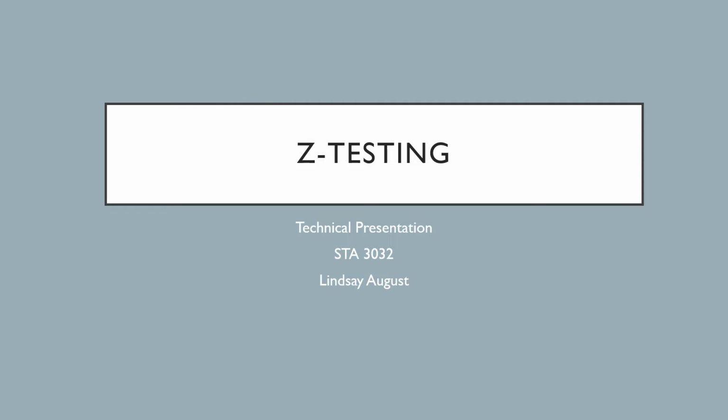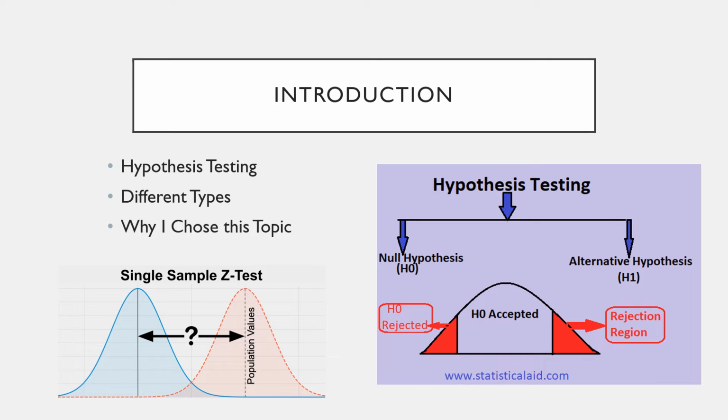This is my technical presentation for engineering statistics, and I'm going to be talking about z-testing. Z-testing is a kind of hypothesis testing where we put out a null hypothesis and do different calculations to determine whether we can accept or reject that null hypothesis, but never able to prove that it's true. And we can do a right-tailed z-test, left-tailed, two-tailed, proportion testing, single sample, multi-sample, and I'll get into those in a little bit.